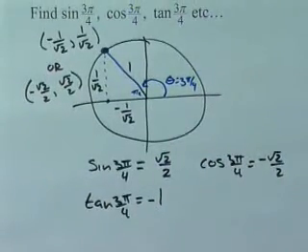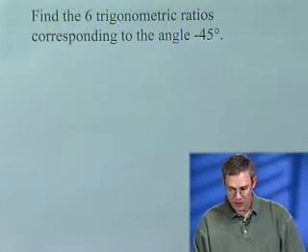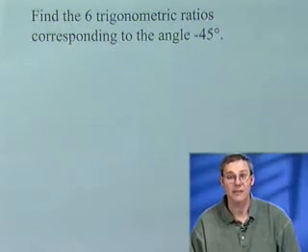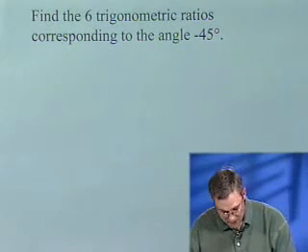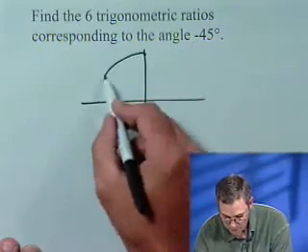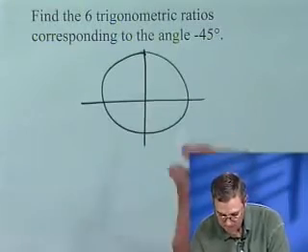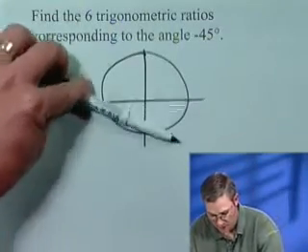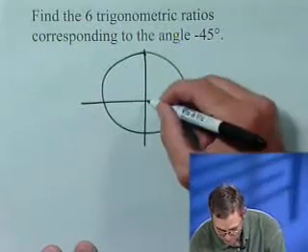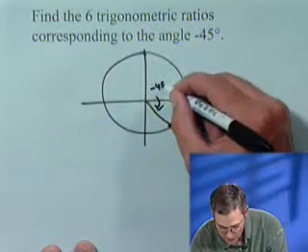All right, let's do one more. Let's do this one in degrees. Find the 6 trigonometric ratios corresponding to an angle of negative 45 degrees. Again, let's go ahead and sketch the unit circle. Let's find the angle negative 45 degrees. That's going to be right here. So there's negative 45 degrees.